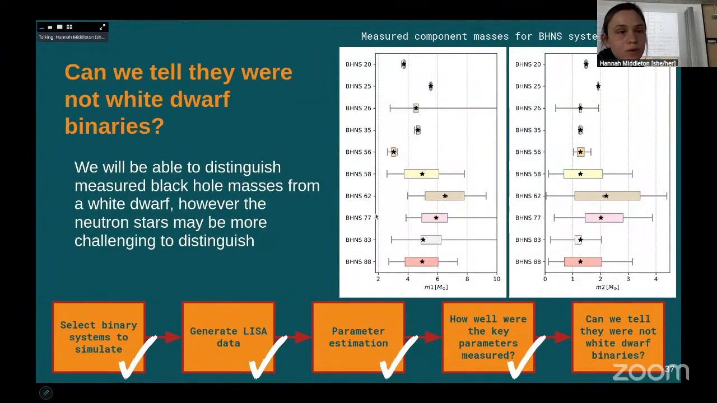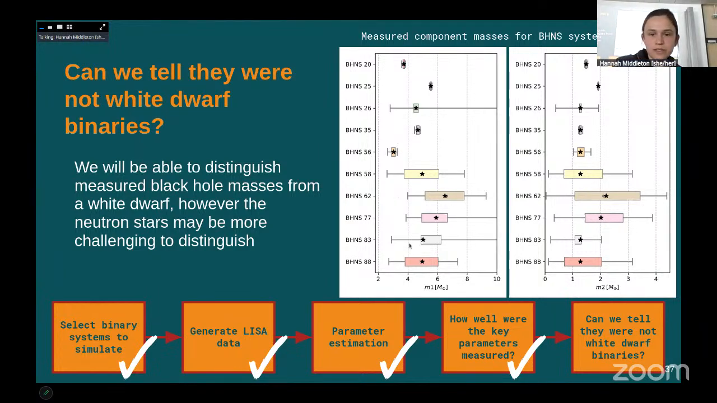So then we want to ask ourselves, will we be able to distinguish them? It's one thing actually measuring the parameters, and then maybe another thing to be able to separate them from the white dwarf binary systems. So what we see is that the black holes are pretty easy to distinguish based on the masses.